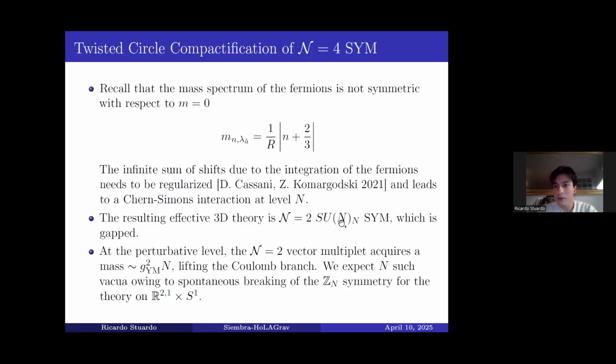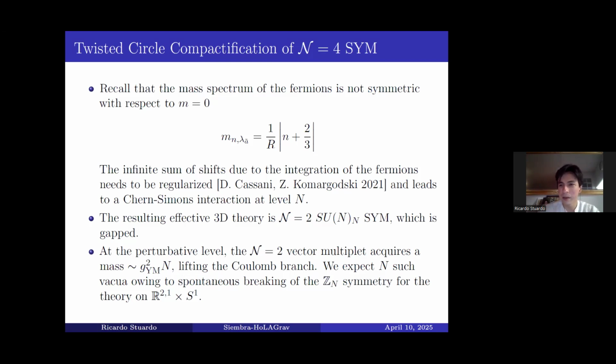Because you have a Chern-Simons term, now the Chern-Simons term acts like a mass term for the gauge field. So now you also lift the Coulomb branch of the extra scalar that you have by reducing the gauge field. And there are going to be new vacua due to this phenomenon.